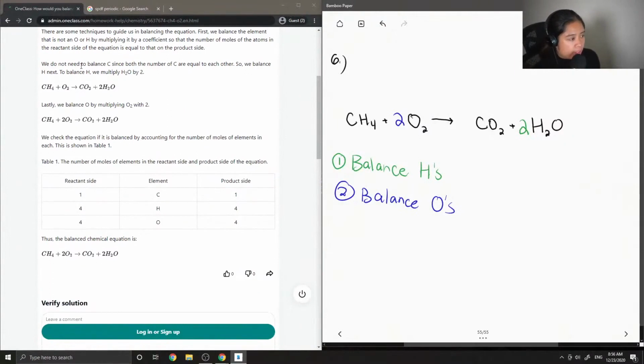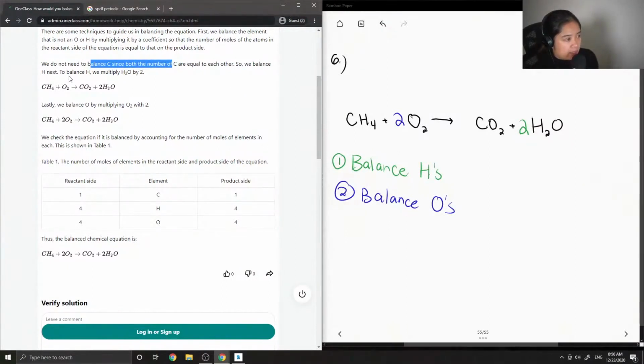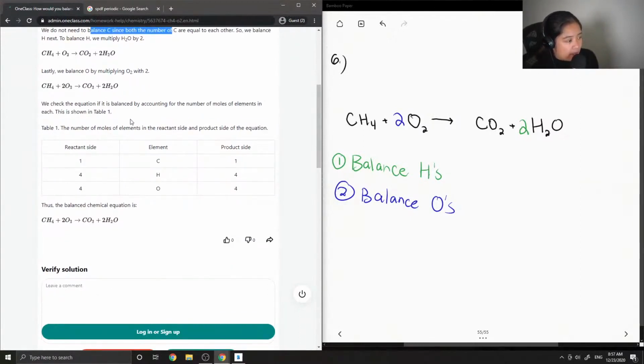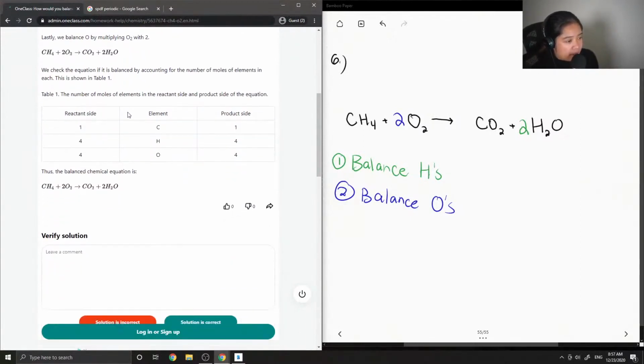We do not need to balance carbon since both the number of carbons are equal to each other. So we balance hydrogen next, and to balance hydrogen, we multiply H2O by 2. Lastly, we balance oxygen by multiplying O2 by 2. We check the equation if it is balanced by accounting for the number of moles of elements in each, and this is shown in table 1.